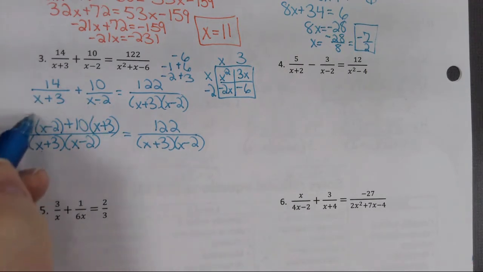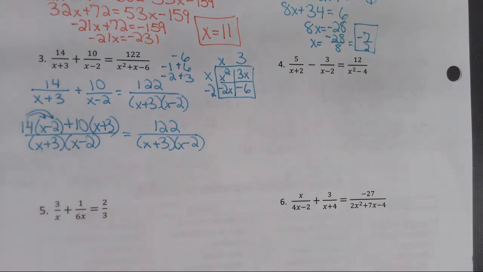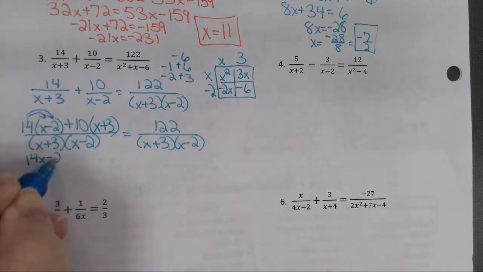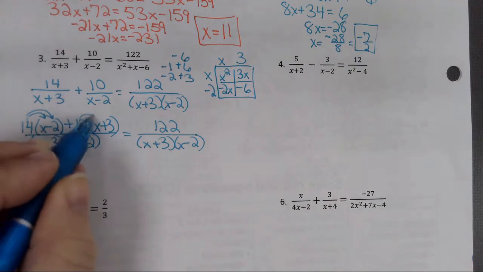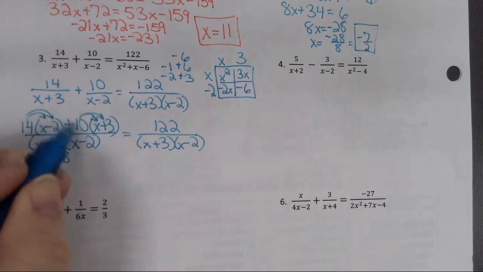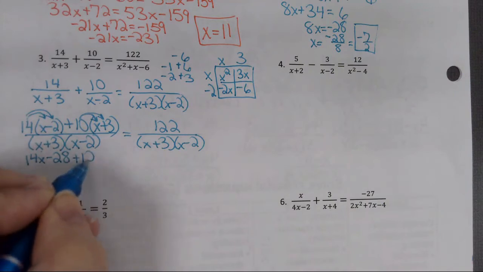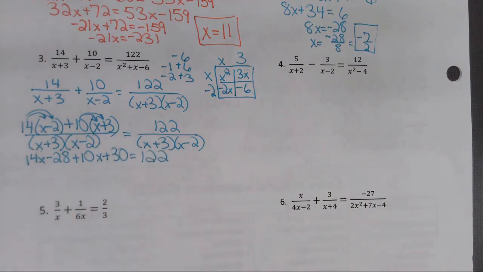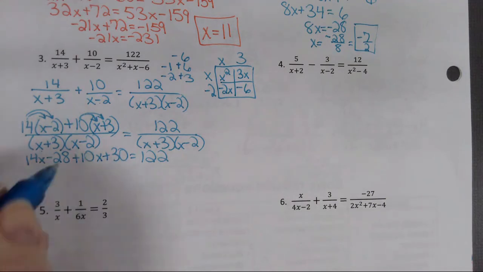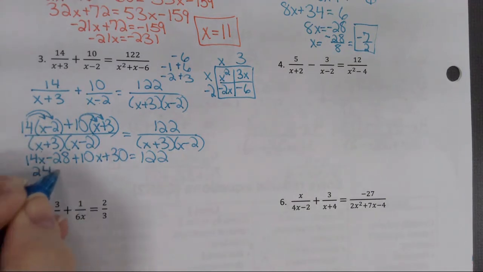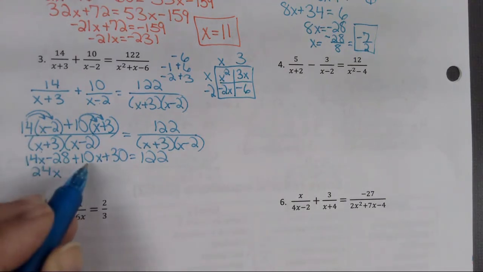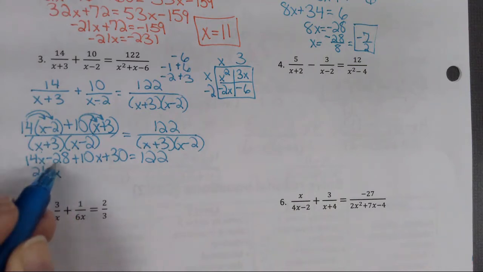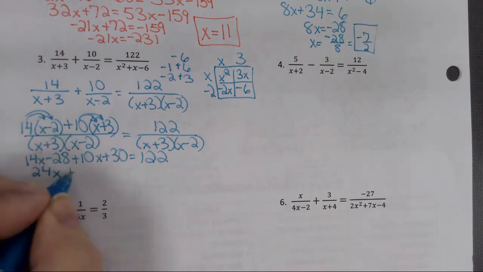So we will distribute our 14 to both the x and the 2, giving us 14x minus 28. And distribute the 10. Be careful here. If this was subtraction, you'd be distributing a negative 10. So plus 10x plus 30, and it equals 122. Now it's just a matter of solving. So we have 24x when we combine our 10x and our 14x. Then negative 28 plus 30 gives me positive 2.